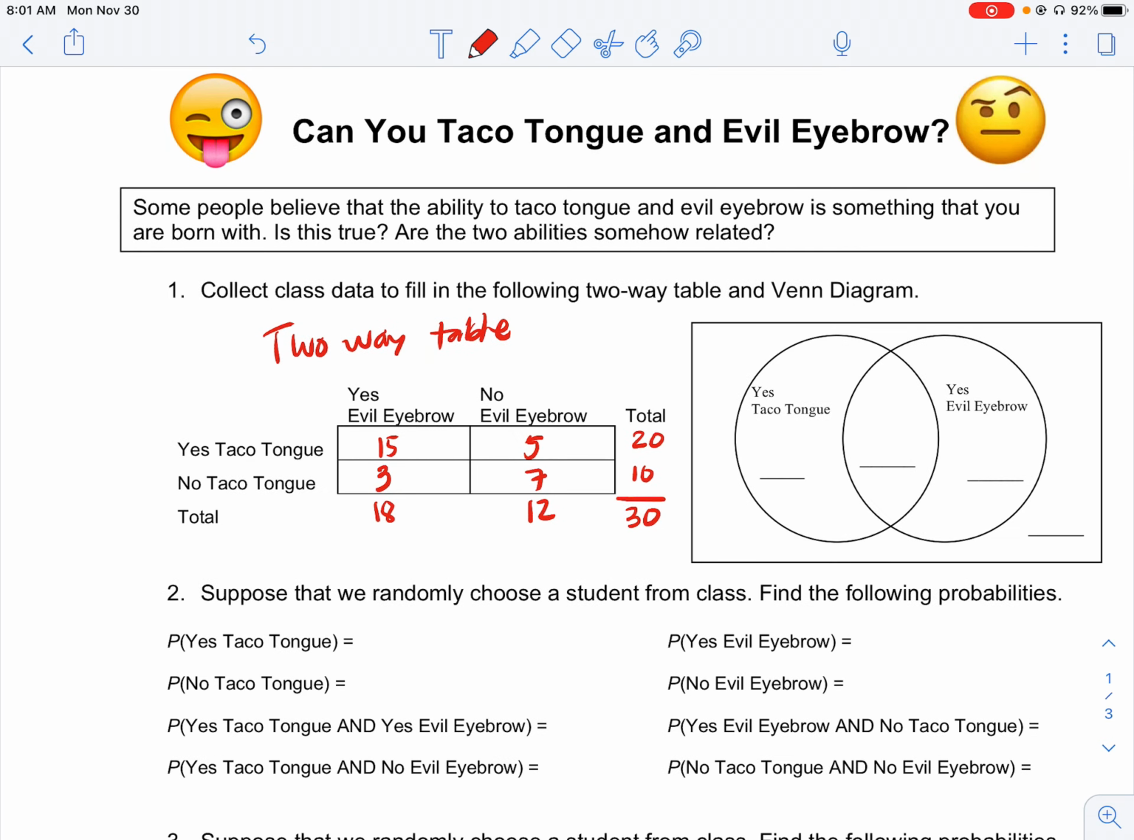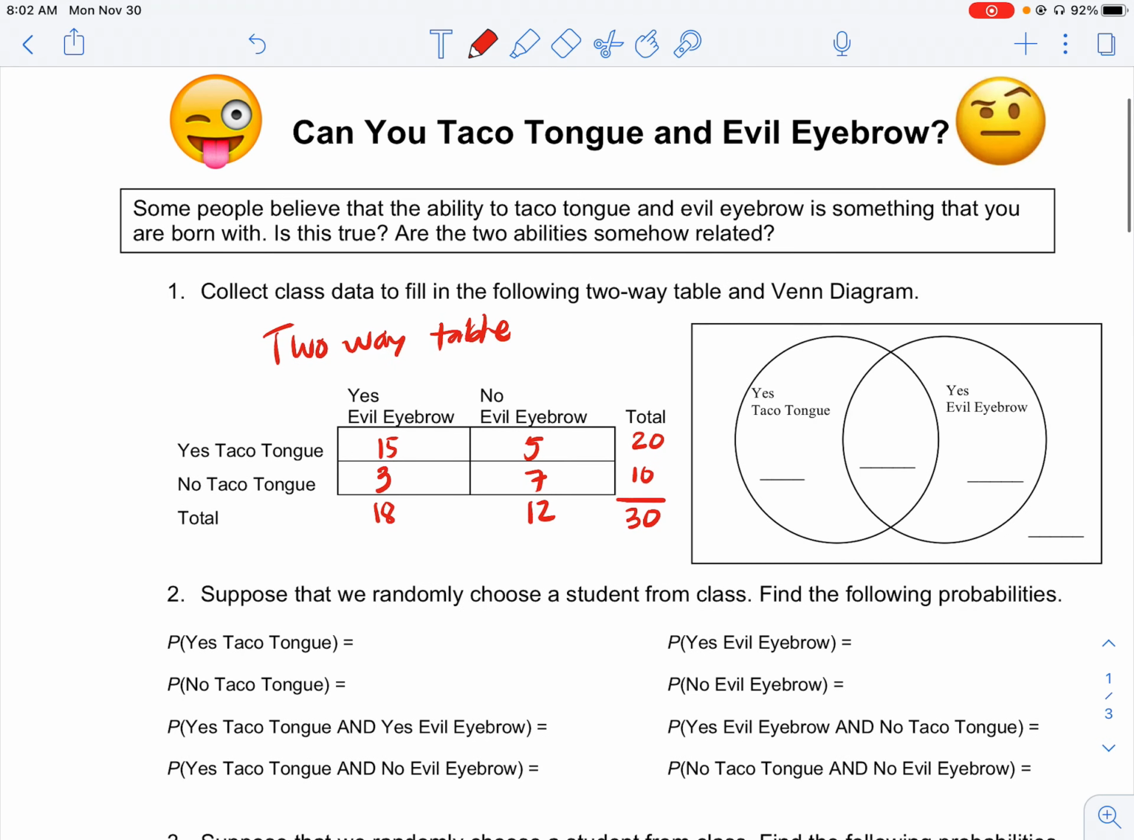Okay? So we're going to transfer the two-way table into our Venn diagram. I would like to remind you that the first thing that goes in the Venn diagram is the middle number. When I say the middle number, this is the intersection of both events. So the number that goes here is how many people were able to do taco tongue and at the same time were able to do the evil eyebrow. How many people were able to do both? And that is 15 people, correct? So 15 people were able to do yes taco tongue and yes evil eyebrow.